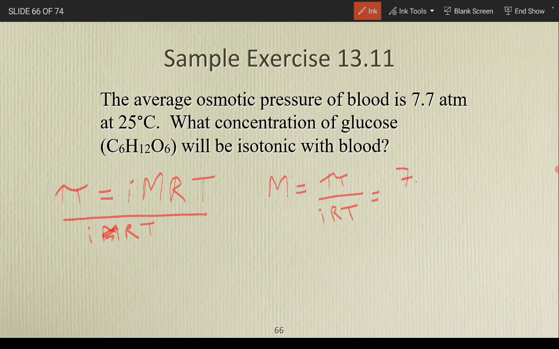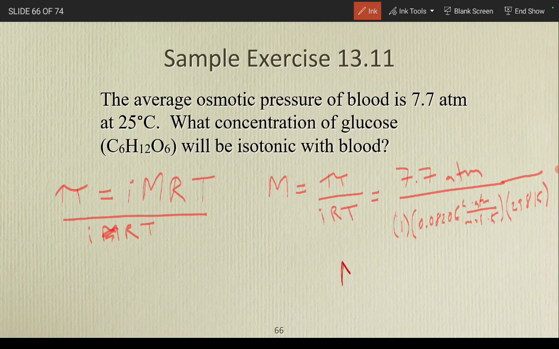So when we look at this, we've already got the osmotic pressure, which is 7.7 atmospheres. The Van't Hoff factor, since it's glucose, is just going to be 1. It's that covalent substance. R is going to be 0.08206 liter atmosphere per mole Kelvin. And then with the temperature, we've got 25 degrees C, but we just want to make sure that's in Kelvin. So we've got 298 Kelvin here. So we're going to see the molality, or molarity in this case, excuse me, is just going to be 0.31 when we go through and do all of that calculation there.